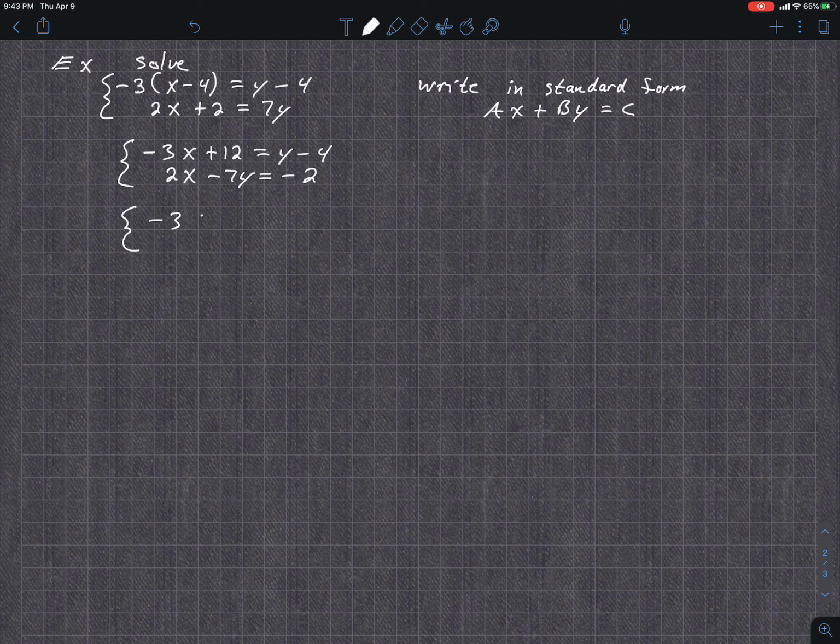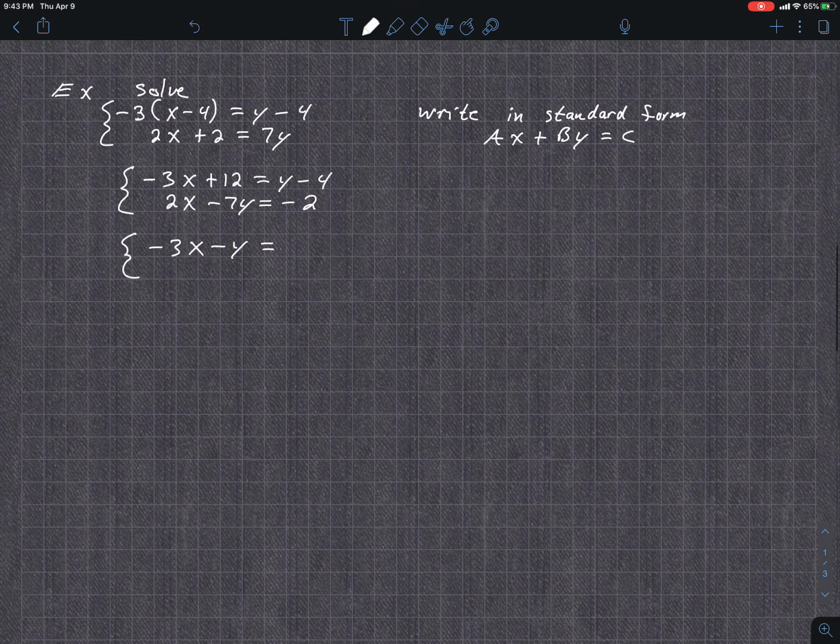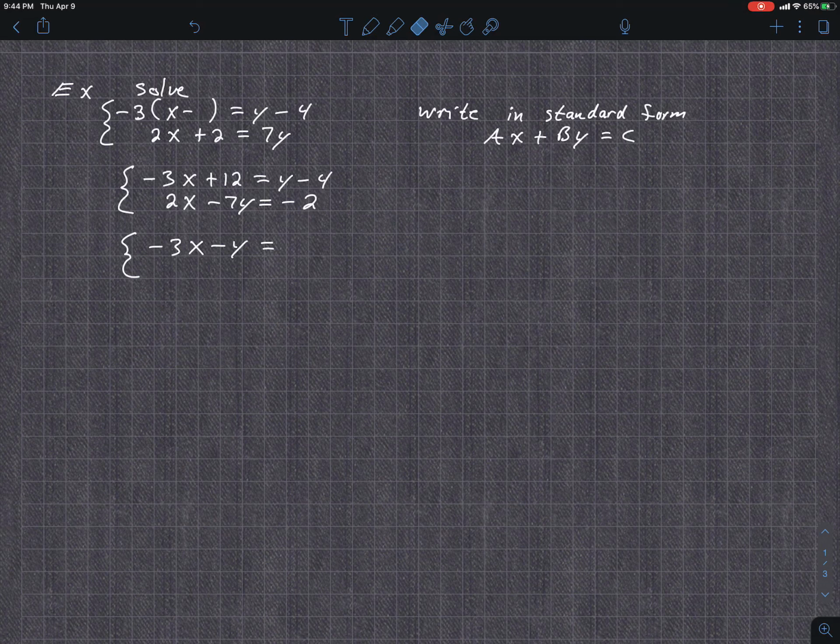We'll do this step by step. So 2x minus 7y equal to negative 2. But this one, the top one's not standard form. So let's do that again. Negative 3x minus y, and then it's equal to the constant. Where was I? I had another y in there. I'm missing something. That was positive 12y minus 4, negative 3x, or maybe not. Oh, I know what I messed up on. This was supposed to be a y.